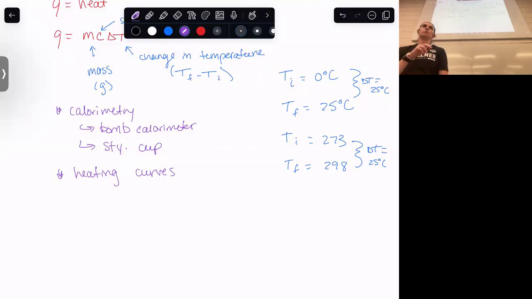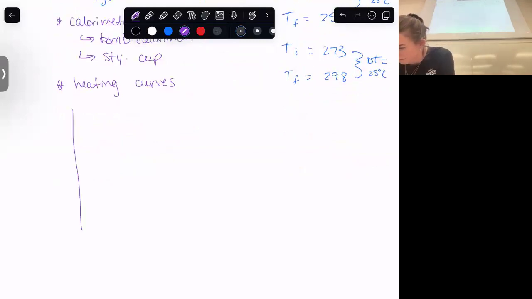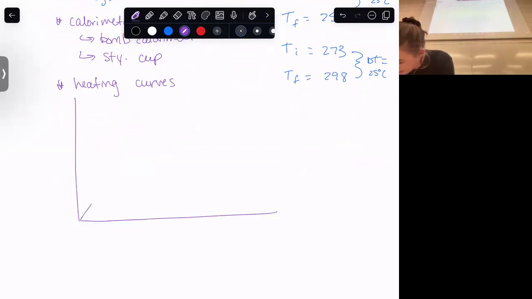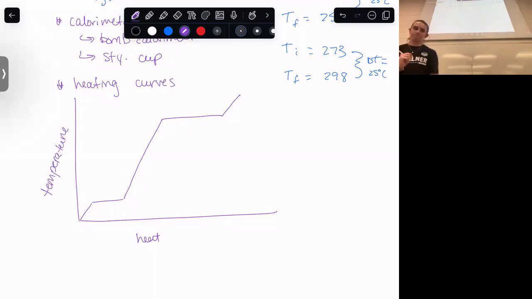Does anyone know what a heating curve is? Everyone recognizes that? What heating curve is? Or at least the name heating curve. Heating curve is going to be this guy. Where this is, this is Richard. On this graph here, where are we going to use Q is equal to MC delta T?